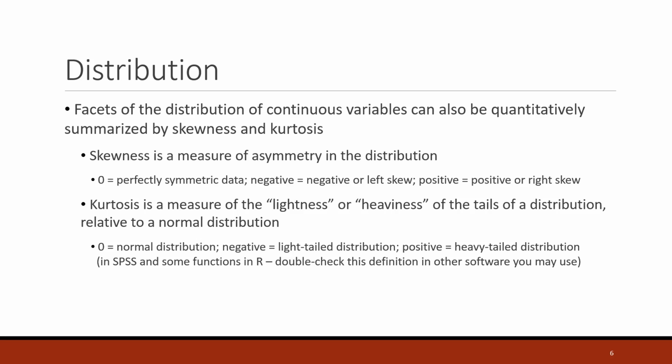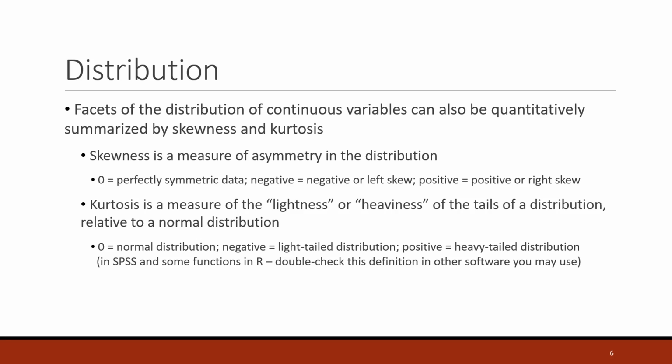Kurtosis is a measure of the lightness or the heaviness of the tails of a distribution, and this is relative to a normal distribution. So kurtosis would be 0 for a normal distribution. If kurtosis is negative, it indicates that we have a light tail distribution, and light tails tell us that there are fewer values in the extremes or tails of the distribution than a normal distribution would predict. In contrast, positive kurtosis indicates a heavy tail distribution, and with those heavy tails, we have more values in the extremes or tails of the distribution than a normal distribution. Sometimes these values toward the extremes can be considered outliers, which we will talk about further.